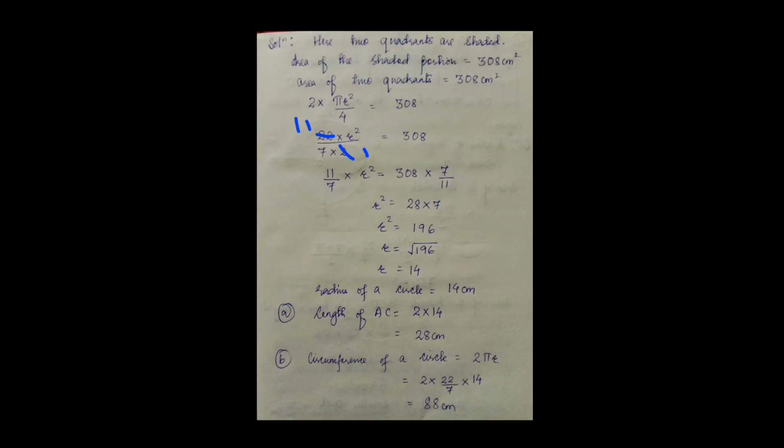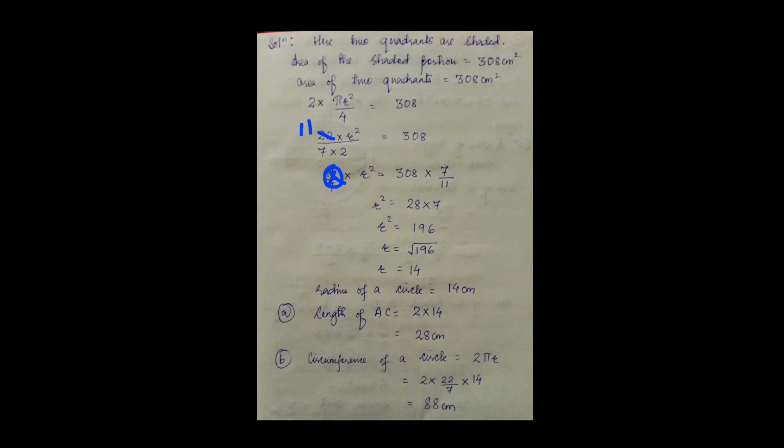So in the next line we have to take this. By mistake I have written 7 by 11 here, actually it is 11 by 7, so I will remove it. So here you will get 11 by 7, and this 11 by 7 will become reciprocal on the right hand side. Now once again we can cancel. 11 ones are 11, 11 twos are 22, 11 eights are 88. So 28 into 7 is 196. The square root of 196 is 14. So the radius of the circle is 14 centimeter. AC is the diameter, so the diameter will be twice the radius, which is 28 centimeter.